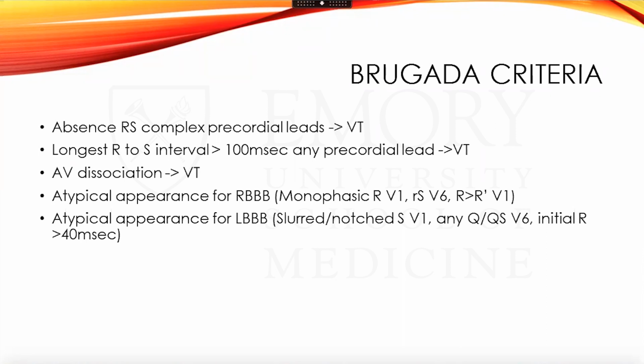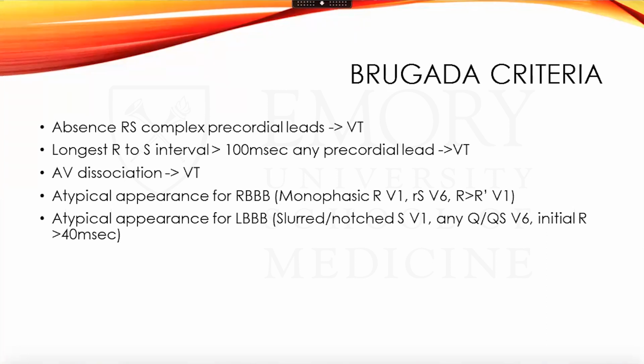And then finally, we use the actual appearance. If we can't delineate between VT and SVT from the top three, we will ask, does the appearance of the QRS look like a right bundle or a left bundle? For the right bundle criteria, one way to do it is to just look at it and say, does that look like all the other right bundles I've seen? But in order to put that into words, a monophasic R in V1, a big S wave with a little R wave in V6 would be unusual for right bundle. Typically, we see a small slurred S wave in V6 for a normal right bundle. So that's kind of the opposite.